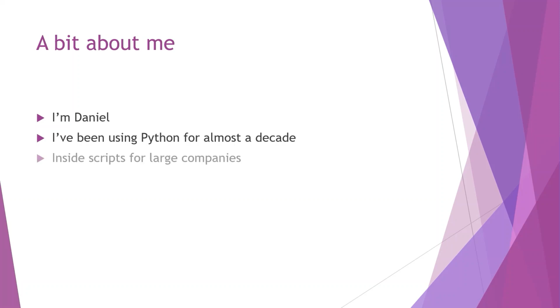So a little bit about me to start with. I'm Daniel. I've been using Python for almost a decade. I started with Python 2. In this module we'll be going through Python 3, and basically everything these days is Python 3. There's only a few differences that you'll need to be aware of, and I'll point these out to you as we go along in the course.